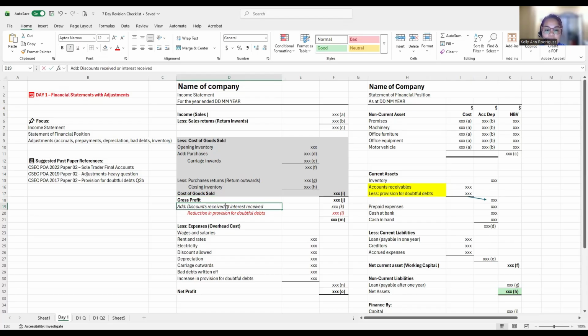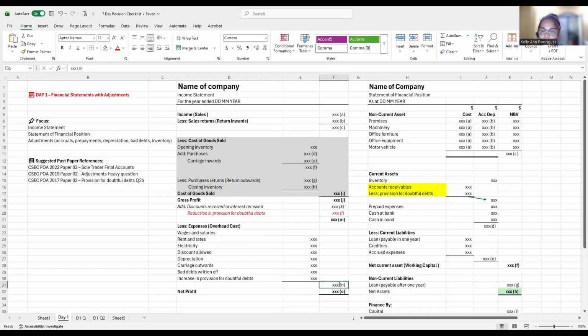So what you really have to do is include it after gross profit. So discount received and interest received, you include after gross profit. And your reduction in provision for doubtful debts, you add that as well. Then you less expenses or overhead costs. These are basic expenses. You should know most of the expenses and be familiar with them already. Like wages and salary, rent and rates, electricity, discount allowed, depreciation, carriage outward, bad debts written off, and increase in provision for doubtful debts. All of these are expenses, overhead costs.